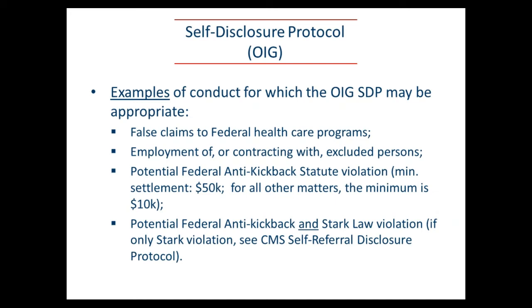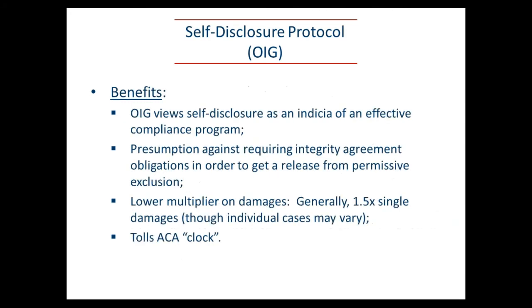Generally, for anything else, there's a minimum of $10,000, although I will tell you that most settlements that we've seen with the OIG self-disclosure protocol do exceed those numbers, just by the nature of what type of violations generally end up in the protocol, as opposed to some other mechanism. Protocol is also open when you have a joint kickback and Stark violation. Although, and we'll mention this in a moment, if it's just a Stark violation, there's a separate protocol.